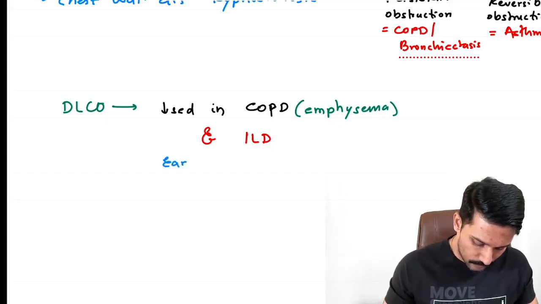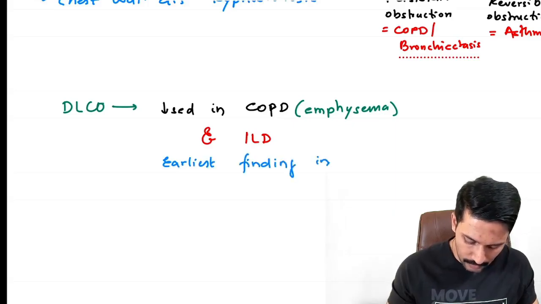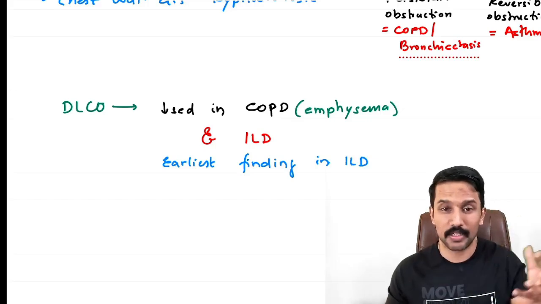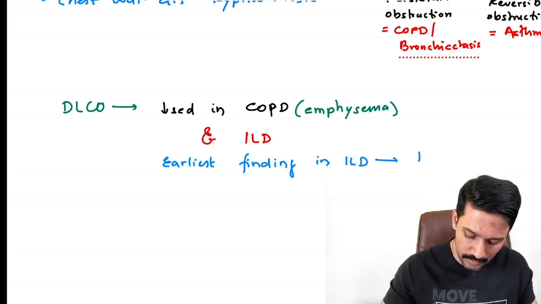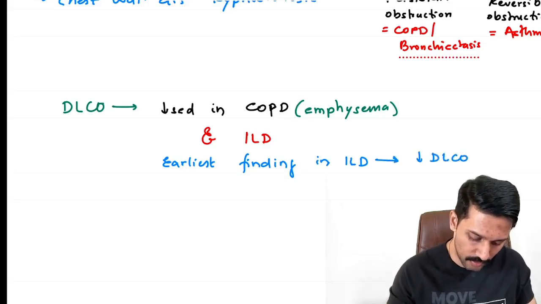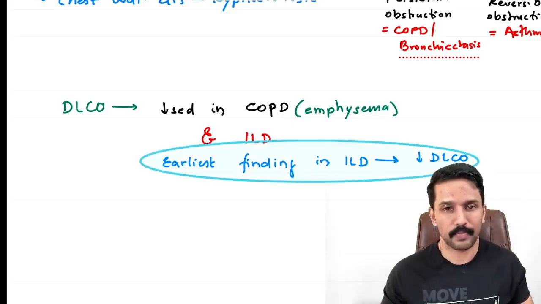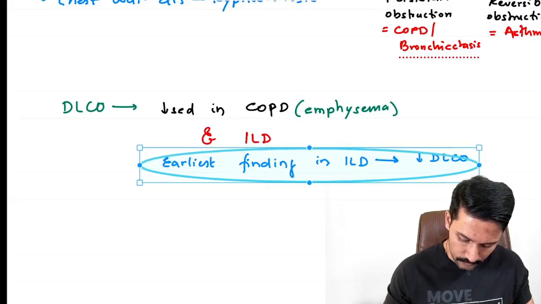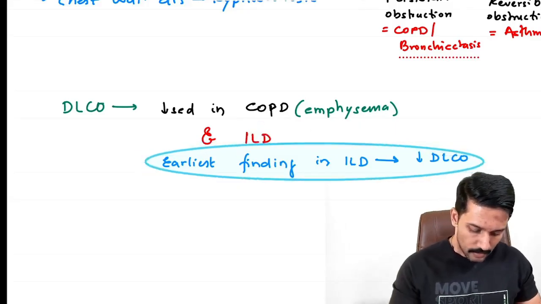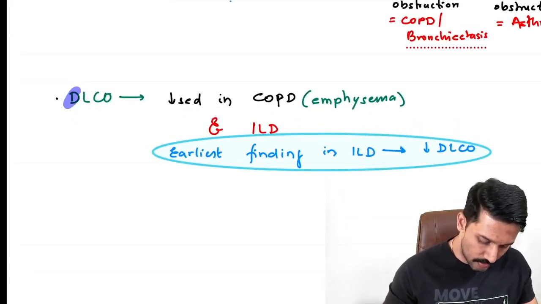The earliest finding in ILD, even before the X-ray and other changes like HRCT become evident, is decrease in DLCO. Decrease in DLCO is the earliest finding that you can get in patients with ILD. Okay, clear?